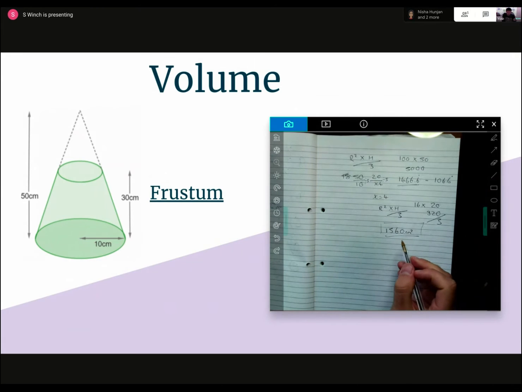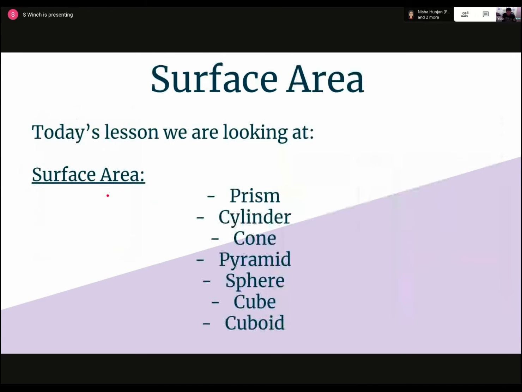Okay, so if I can come back to my screen, that clears up volume. As you can see on my screen now, we're going to work today on surface area. We're looking at the polygons of a prism, a cylinder, a cone, a pyramid, a sphere, a cube, and a cuboid. So we're going to try and tick off as many of them, if not all of them, if possible.